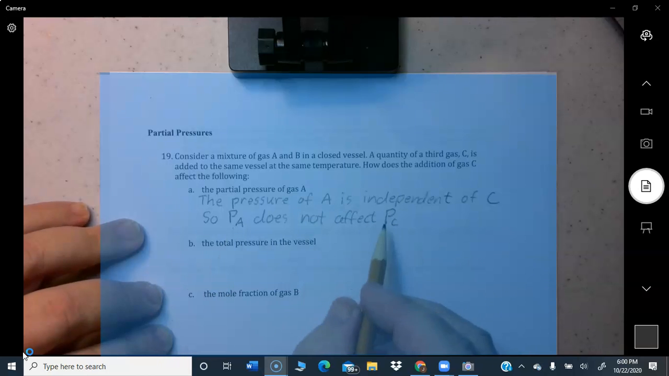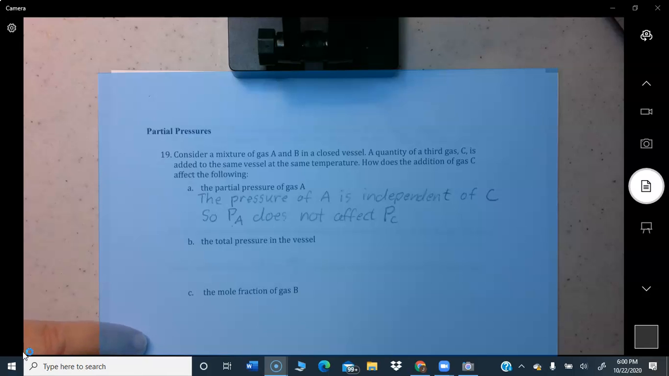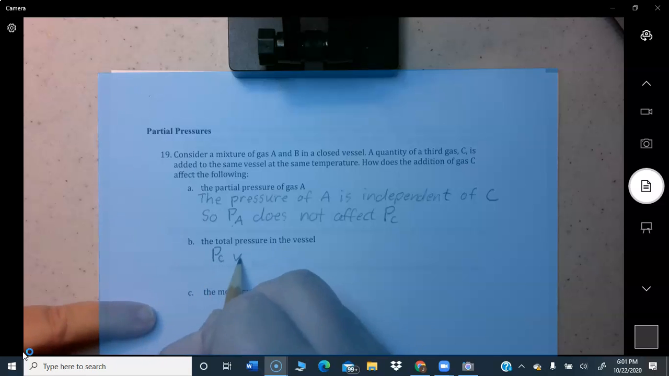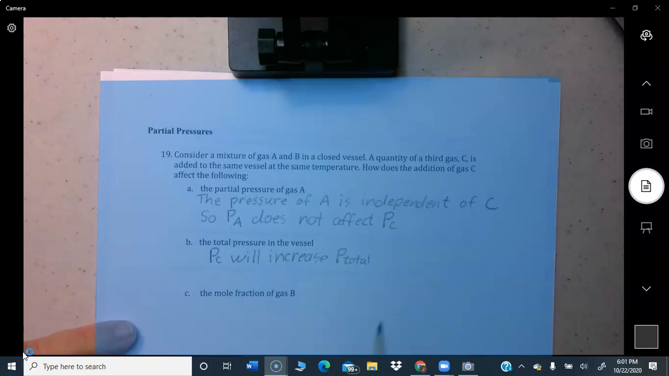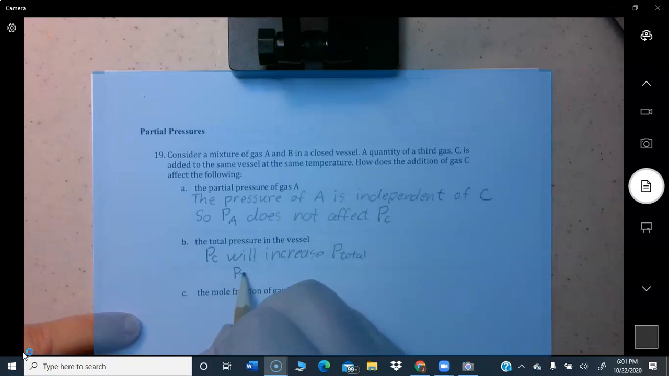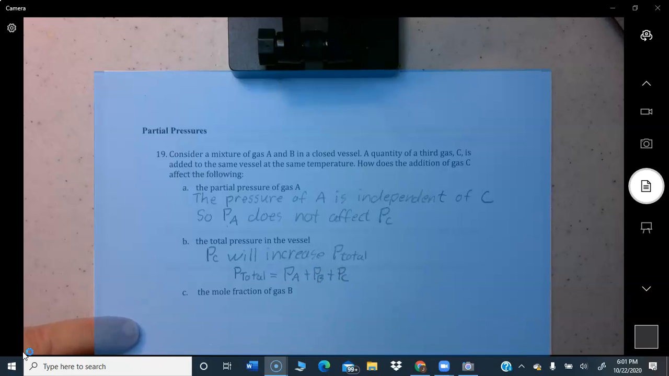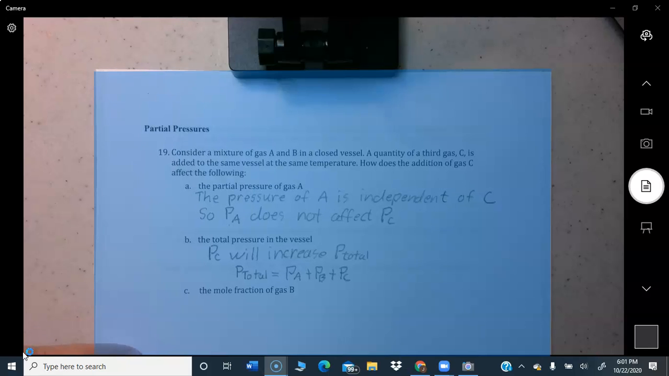So it's good to write all that out to be sure you're clear on the concept. Partial pressure of A, partial pressure of C. The total pressure in the vessel, it's going to increase it. You keep adding pressures, they just add linearly. Okay, so just straight up adding something, it's going to make it go up. The mole fraction of B, okay, that's going to cause that to go down.